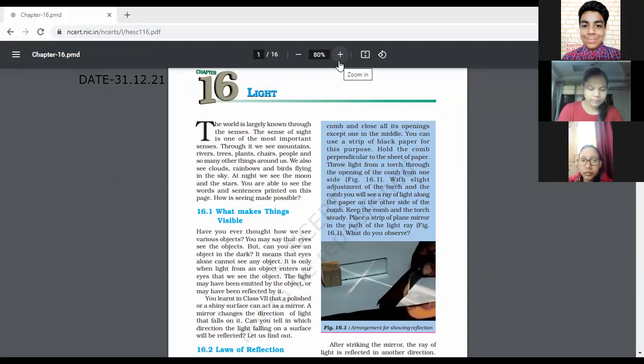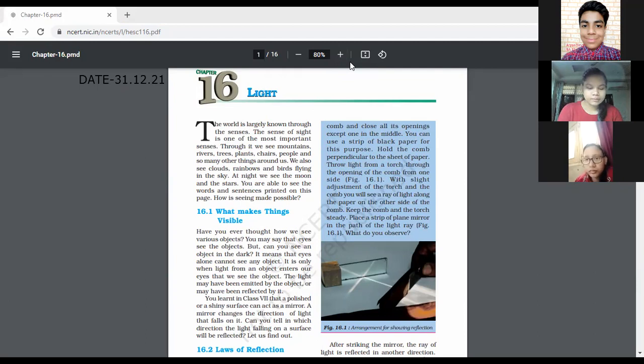On the basis of multiple reflection, there is an instrument known as the kaleidoscope. So we'll study the kaleidoscope and the structure of the human eye. Lastly, we will study the Braille system, how visually challenged people study. All these things we are going to study in this chapter.